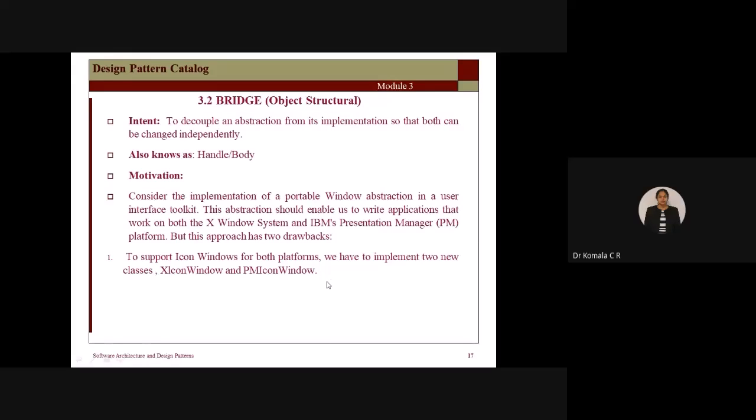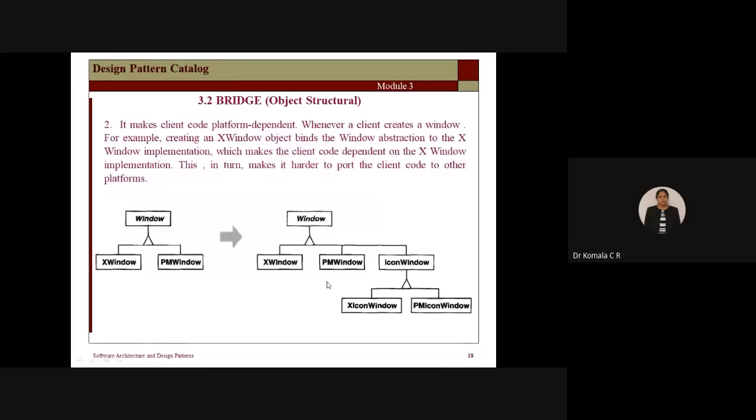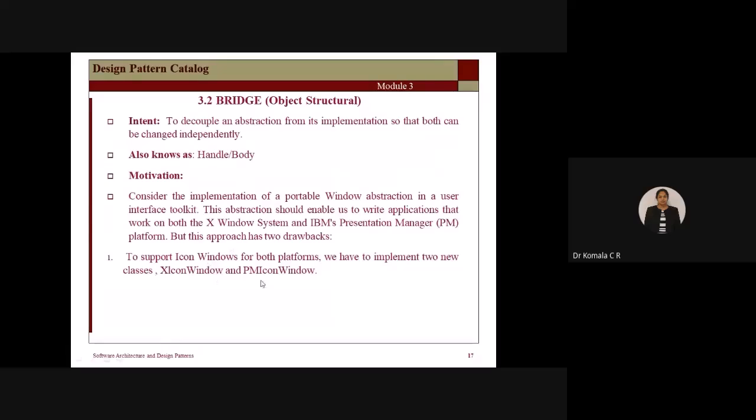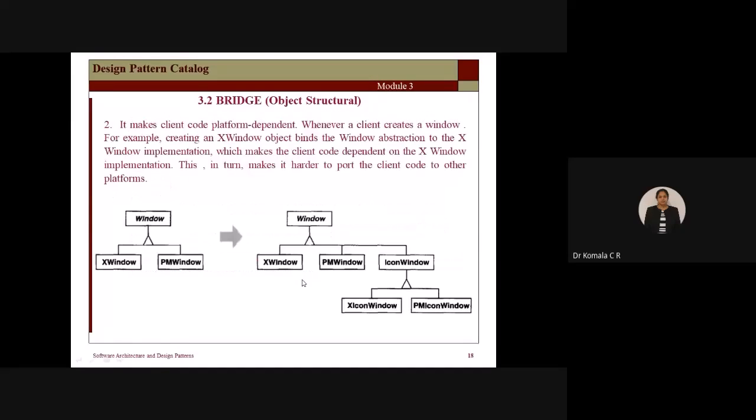Same example you are going to consider: a drawing editor. The second drawback here is that it makes client code platform dependent. Whenever you implement, in the first step, you are going to implement two types of icon windows: one is XIconWindow and one is PMIconWindow. While implementing this, we should see whether the client code is dependent or independent. Our aim is to separate the units so that you should be able to run them independently. Even then, here the client code is dependent because of the two types of platform.